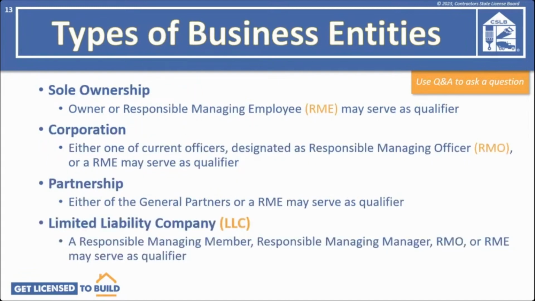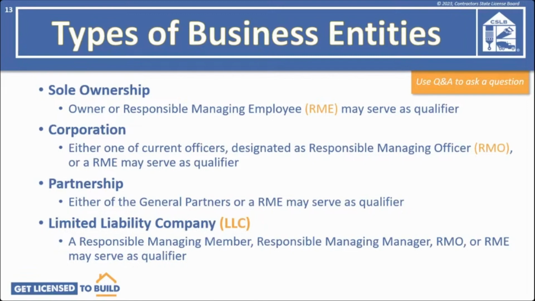The next thing you are going to need to determine before applying for your license is what type of entity or business your business will be. There are 4 types. First is a sole ownership, where the owner or responsible managing employee may serve as the license qualifier. Just about 2/3 of the contracting businesses in California are sole ownerships.